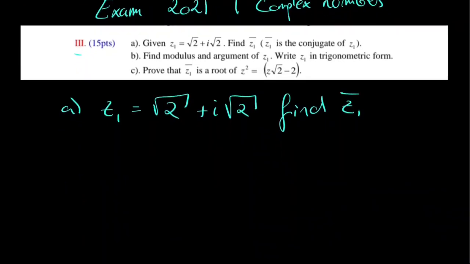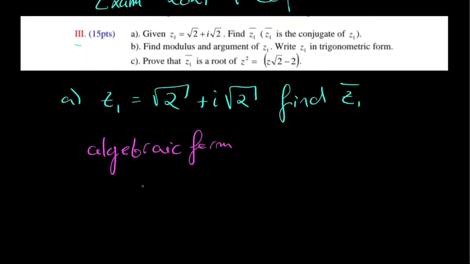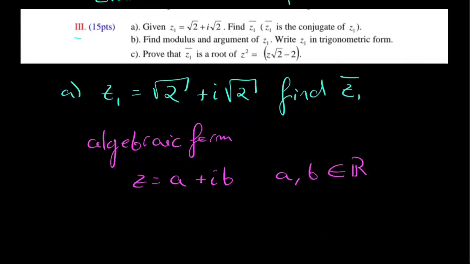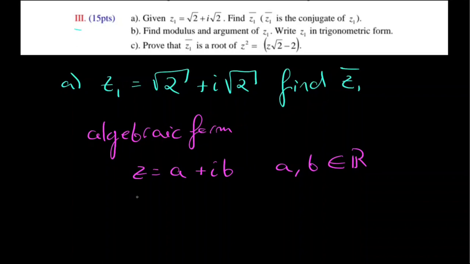So, let's remember what a conjugate is. Written in algebraic form, a complex number can always be written as z is equal to a plus ib, with a and b integers. So, what's its conjugate? Its conjugate, z conjugate, is equal to a minus ib.